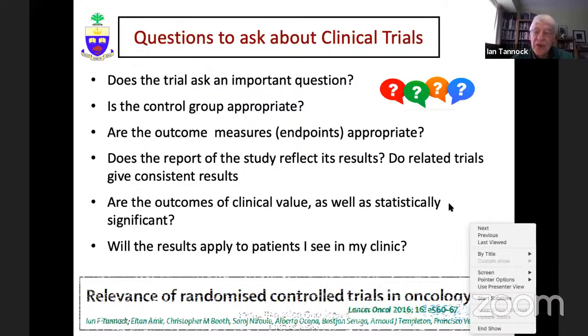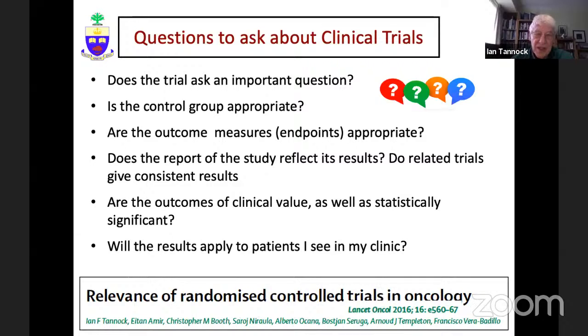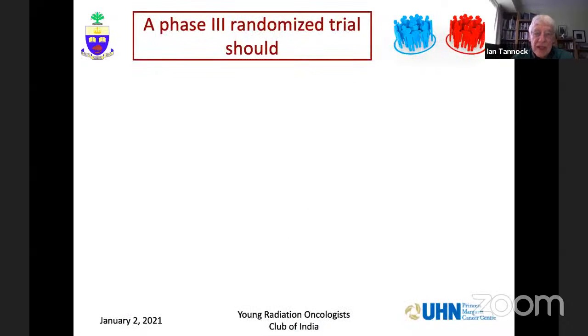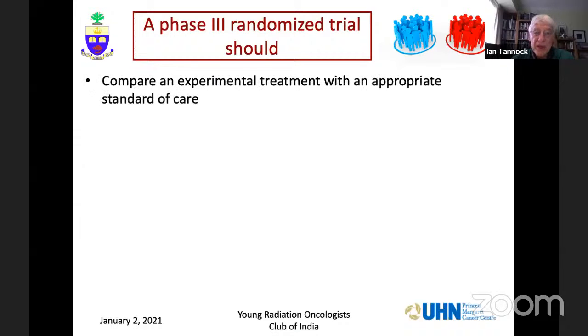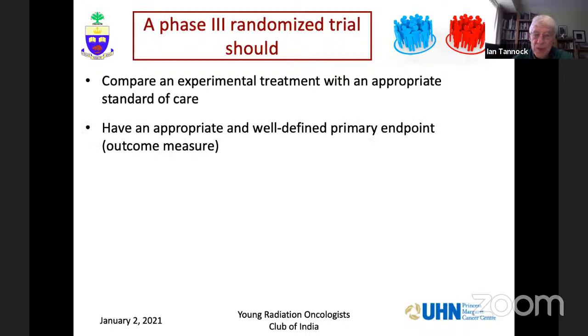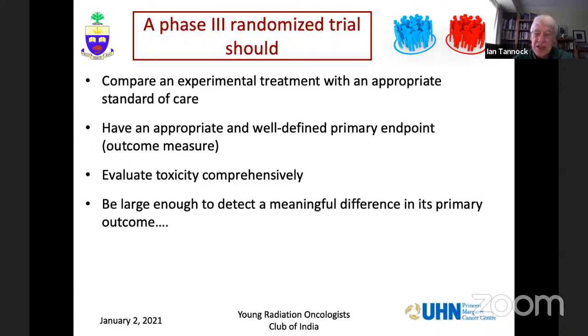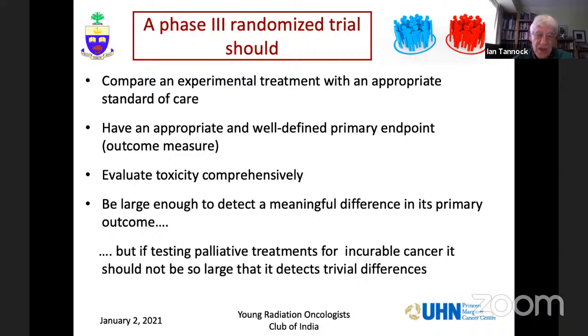And there's a reference for you that we wrote about clinical trials some time ago. So a phase 3 randomized controlled trial should compare experimental treatment with what is an appropriate current standard of care. That may vary around the world, and some trials have had variability or allow options for standard care, and that's okay. They should have an appropriate and well-defined primary endpoint or outcome measure. You've got to define that because the trials aren't big enough to look at lots of different measures. They should evaluate toxicity well, and they should be large enough to detect a meaningful difference in the outcome, but not so large that you simply find a trivial difference because you put in so many patients that small differences become significant.